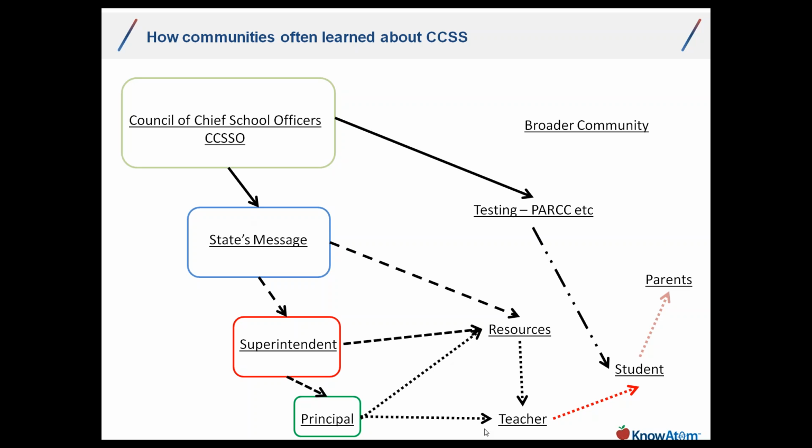The problem with this is that the Common Core state standards are like a giant game of telephone. By the time they reach superintendents and principals and ultimately teachers, the message is muddled. And so this communication process really was probably the number one reason that Common Core state standards had so much trouble.